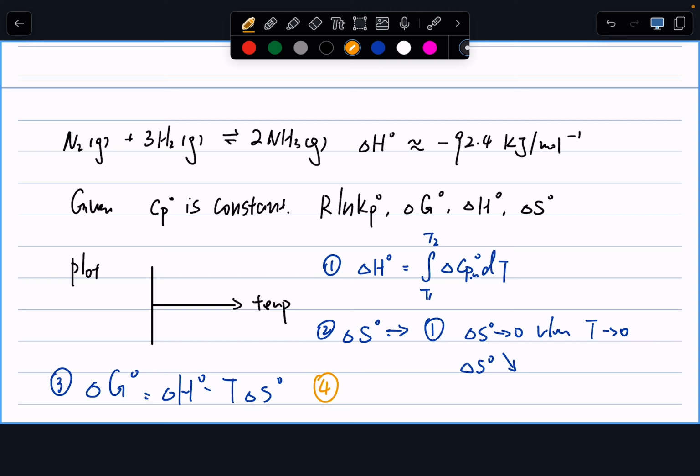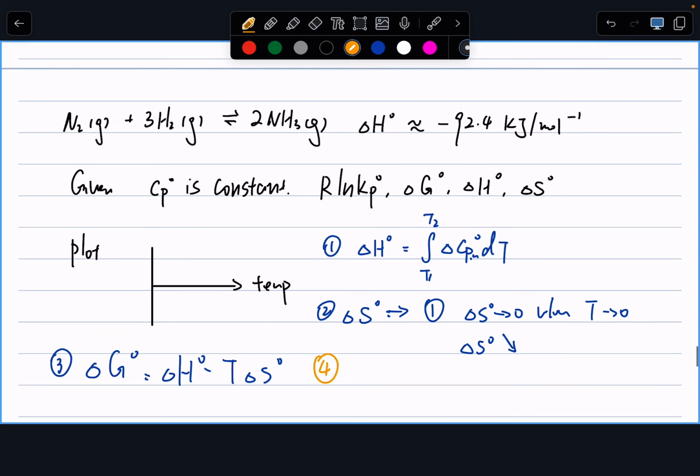And what about my R ln Kp? If you think about the R ln Kp term, what do we have? We have delta G naught equals negative RT ln Kp. Because of that negative sign in front of my RT ln Kp, when my delta G goes up, my ln Kp must come down.